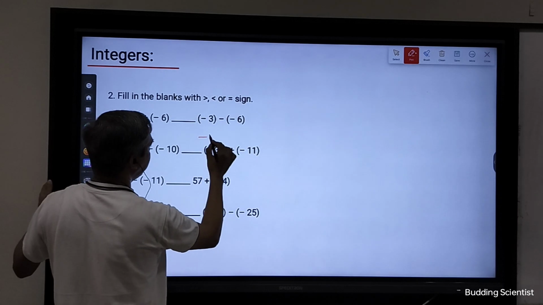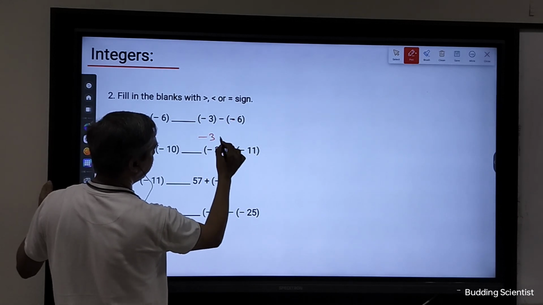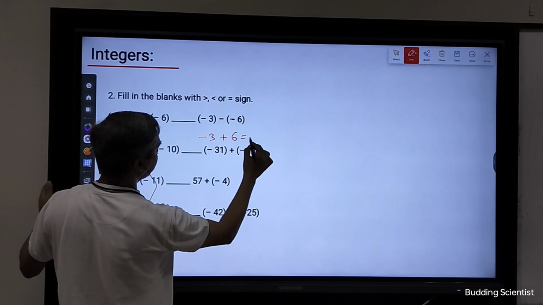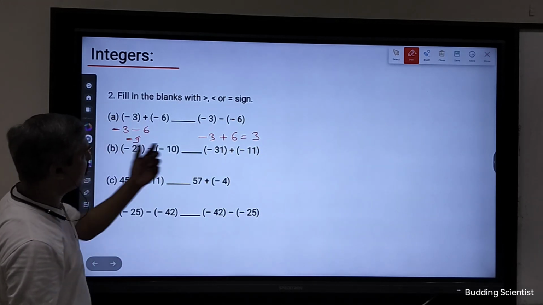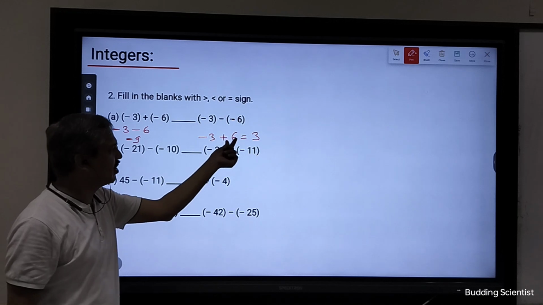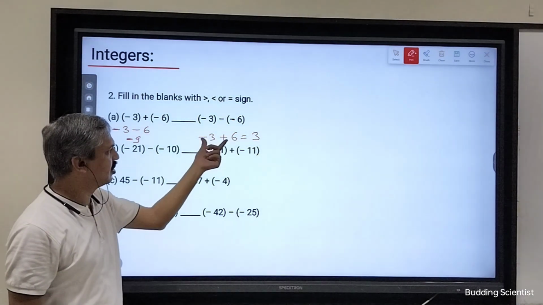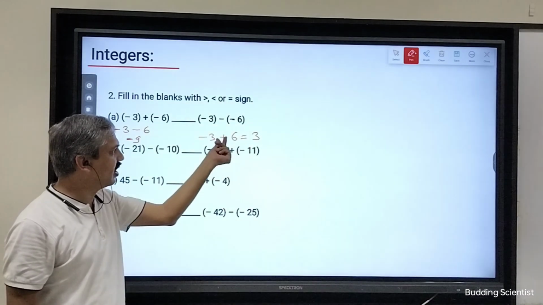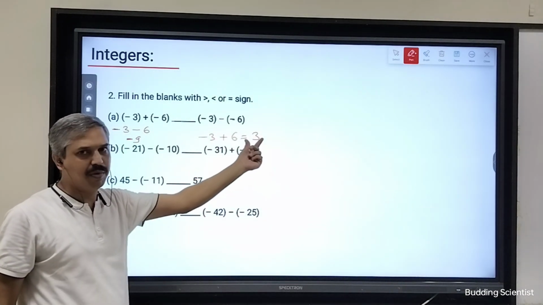Here it is minus 3. Minus minus shall become plus. Minus 3 plus 6 is equal to plus 3, because they are opposite in signs. So we subtract the smaller from the larger. 6 minus 3 is 3. And the sign of the bigger number is positive, so the answer will be positive.